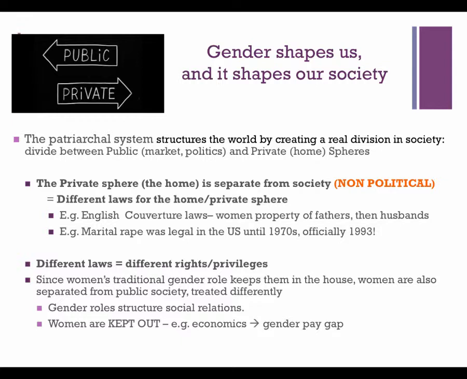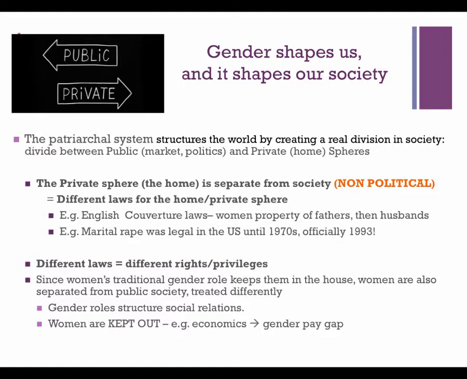So gender shapes us, and it also shapes the world we live in. The patriarchal system has created a division in society. It's what's called the division between the public and the private, right? So you see this, especially after the Industrial Revolution, the separation of what's considered the public sphere, right? The sphere of the market and of politics, and what's considered the private sphere, the home. Basically, the home is considered outside of the market, outside of politics, totally separate. By definition, it becomes the opposite of the political. It's actually not political, non-political.